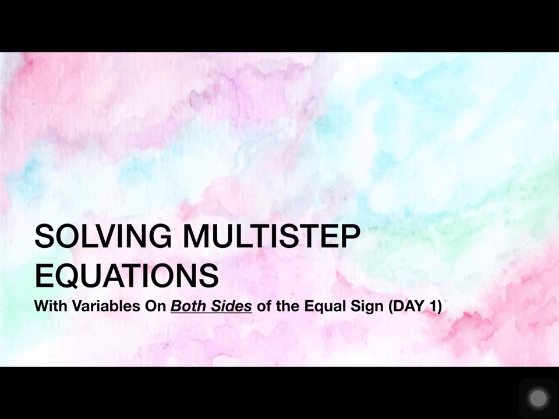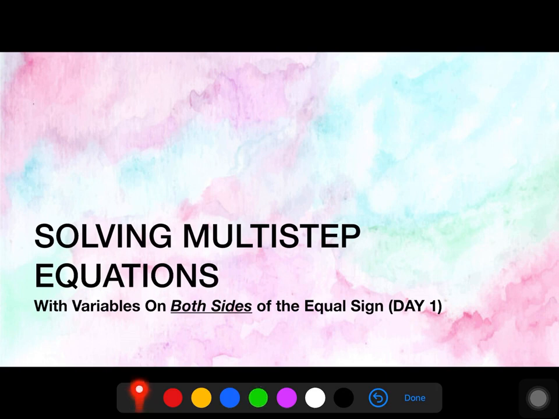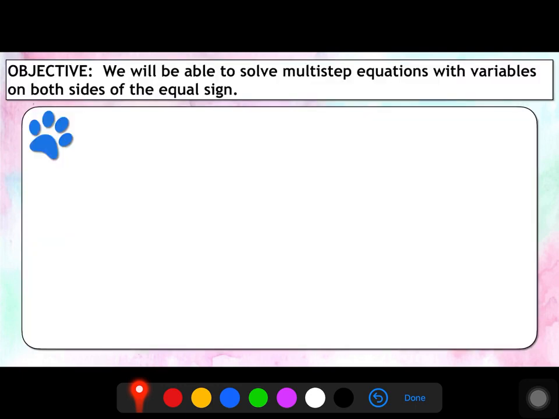Hey guys, today we're going to continue talking about how to solve equations, and today we're going to talk about what happens when you see variables on both sides of the equal sign. Up until now we've only seen equations that only have variables on one side, so today we're going to have variables on both sides of the equal sign.